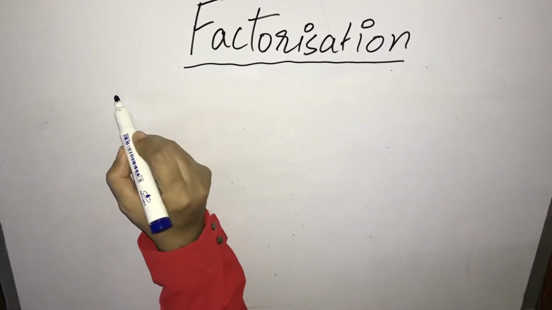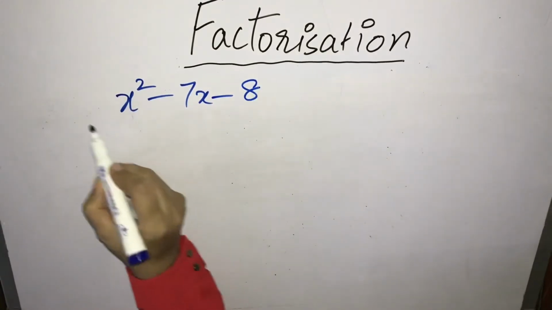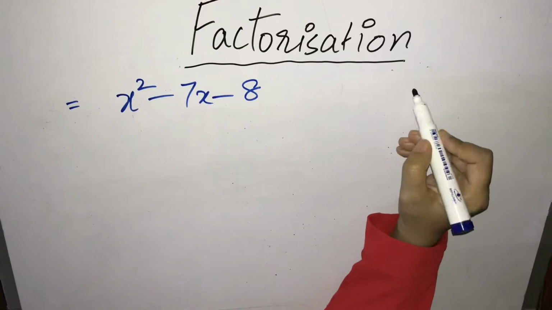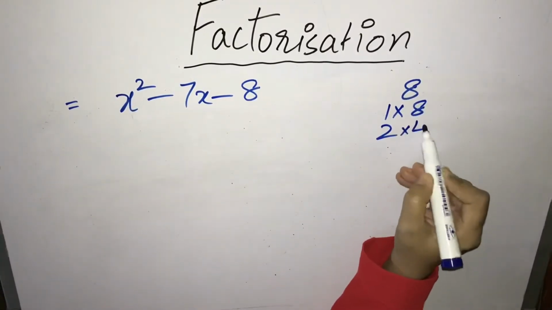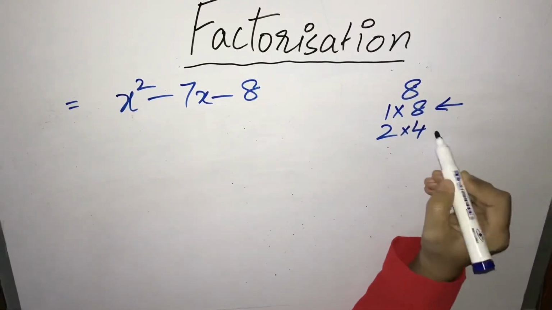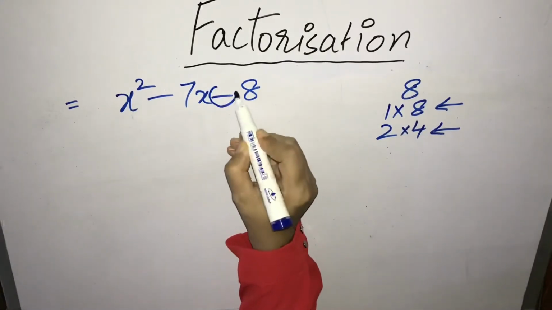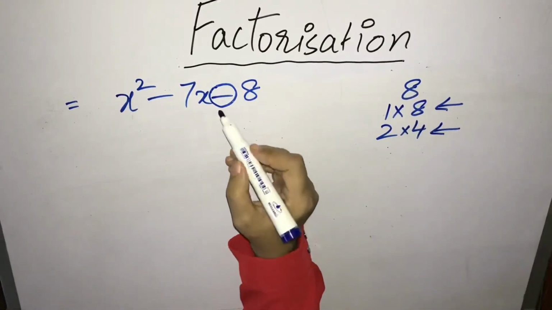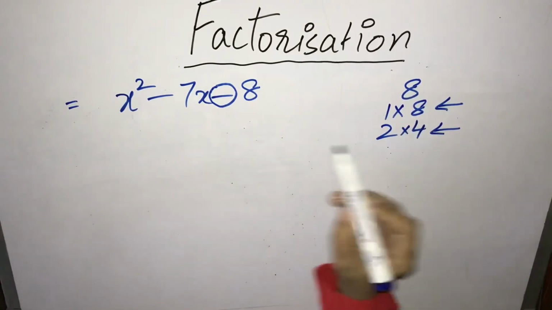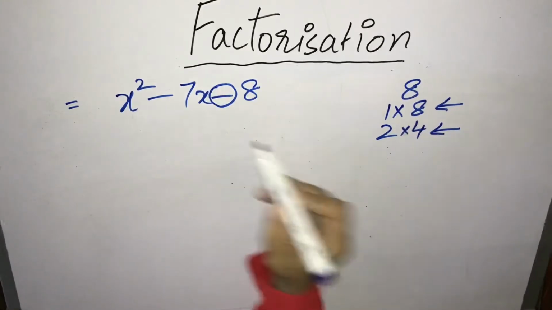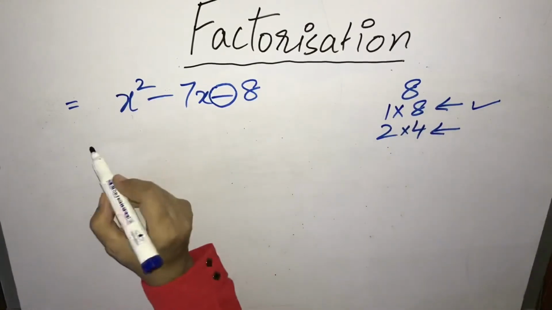The next question is x square minus 7x minus 8. Factors of 8. 8 is a composite number. We shall have 1, 8s are 8, 2 multiply 4. We have two options, either 1 and 8 or 2 and 4. We have no other option. This minus sign shows that we are going to subtract the factors. When we subtract 2 from 4, definitely we don't have 7. When we subtract 8 and 1, we will get 7. So this one is selected.